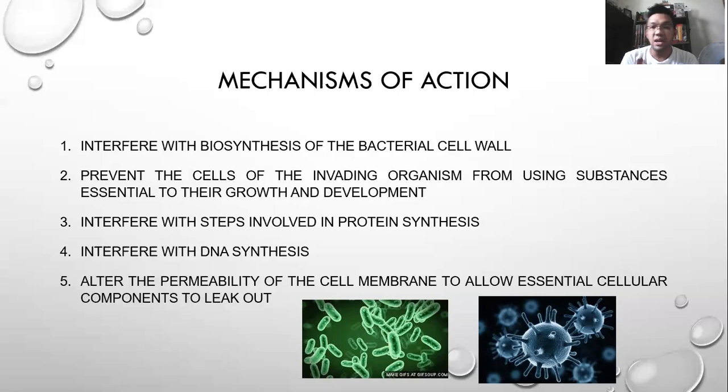Number five, it alters the permeability of the cell membrane to allow essential cellular components to leak out. So what happens here is that they destroy the cell wall or the cell membrane of the microorganisms, causing it to die because the components, the organelles of bacteria, for example, or protozoans, will leak out of it, and eventually that microorganism is going to die.